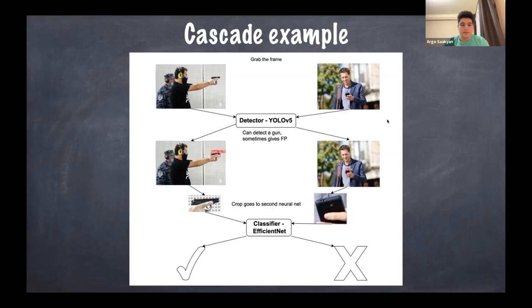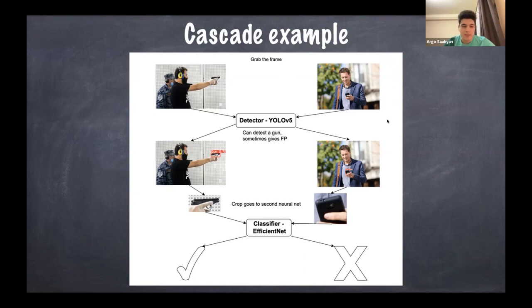The detector should be trained on images with guns relevant to inference. So we have just one class, and it is a gun, our object of interest. The second neural net is a classifier. It runs on the crop made by the detector. This is important: it runs only if the detector finds anything.